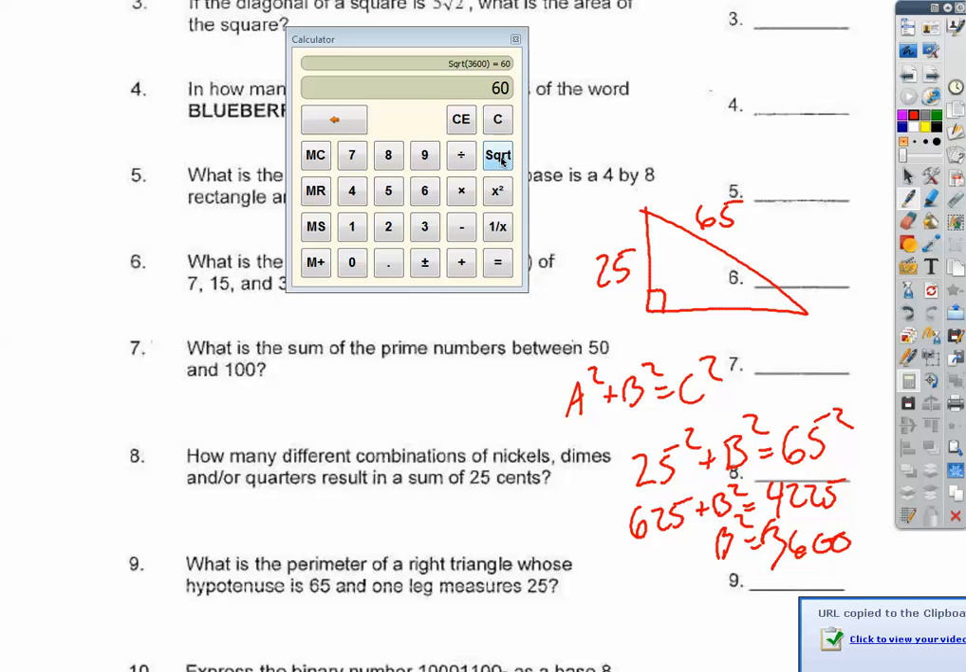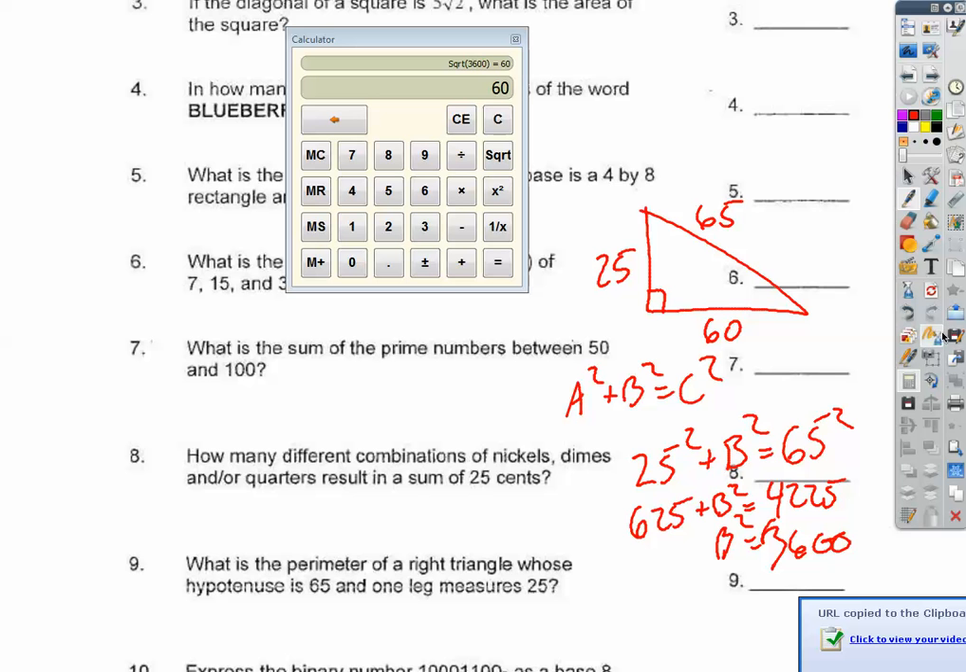So what have I just found? I know this is 60. This is a special case triangle. This is a 5, 12, 13 triangle, by the way, with a scale factor of 5. There you have it. And so what is the perimeter? So you just add them up. 65 plus 60 is 125. 125 plus 25 is 150.